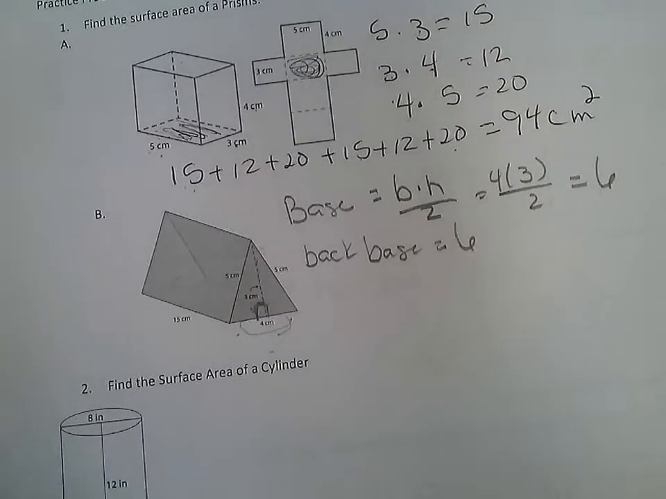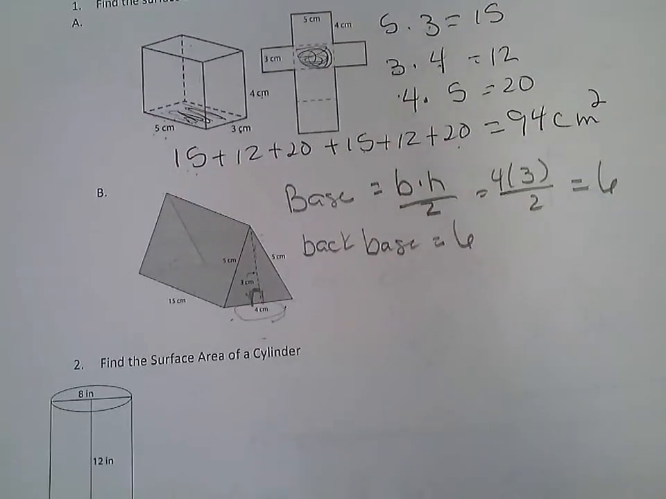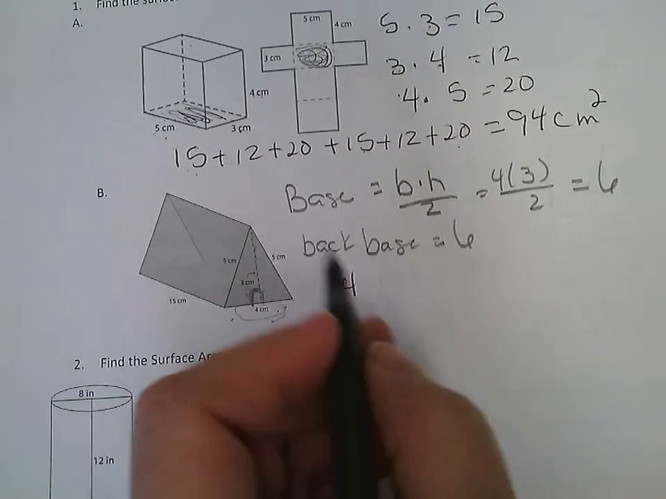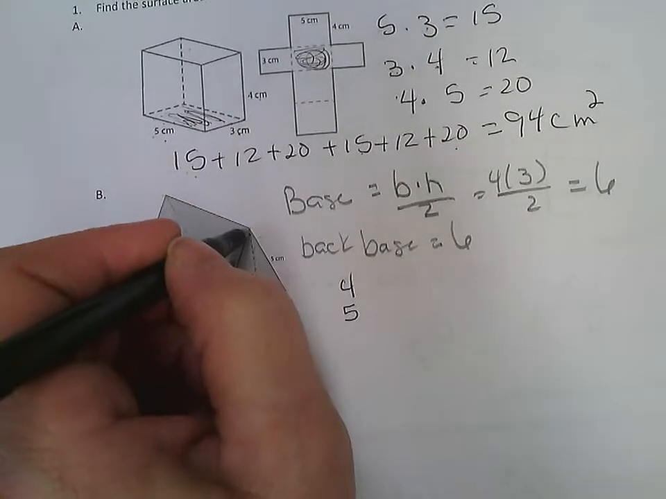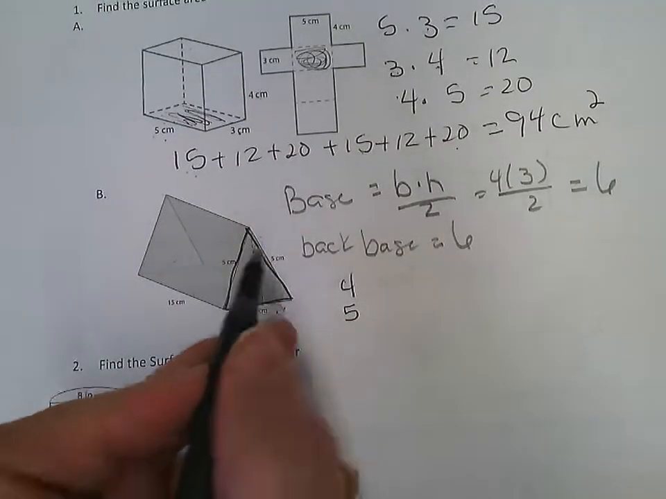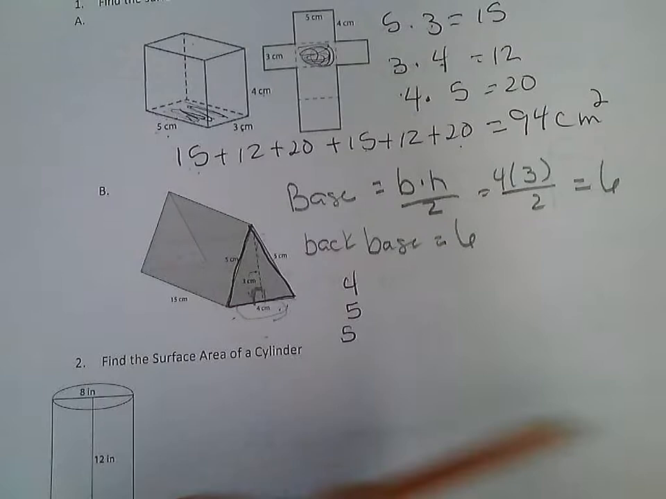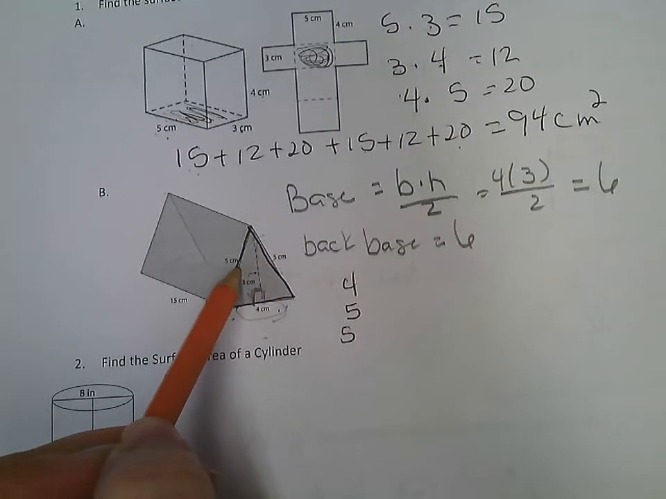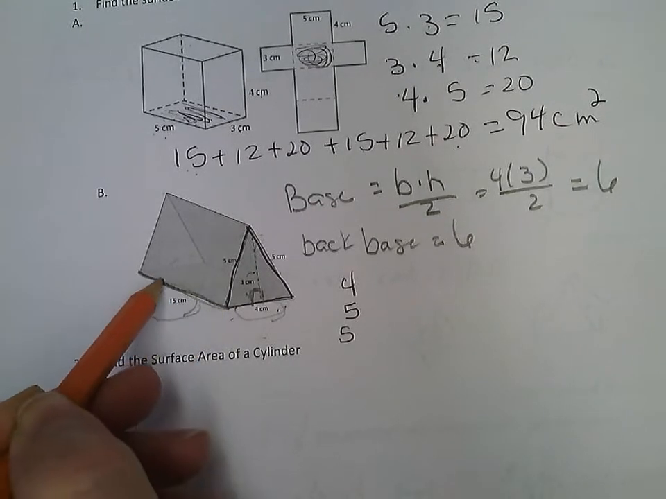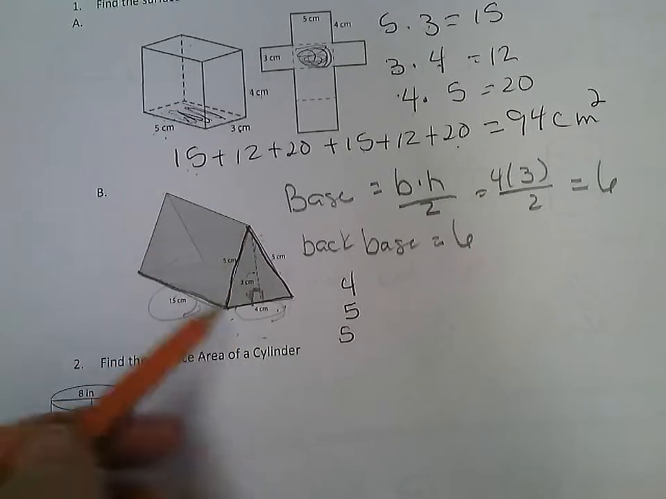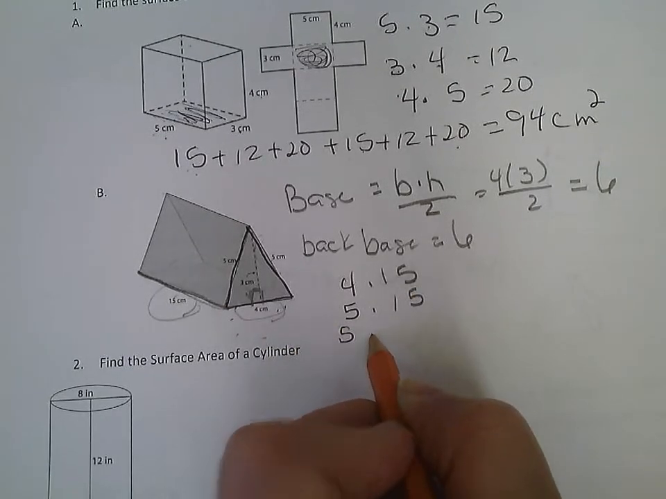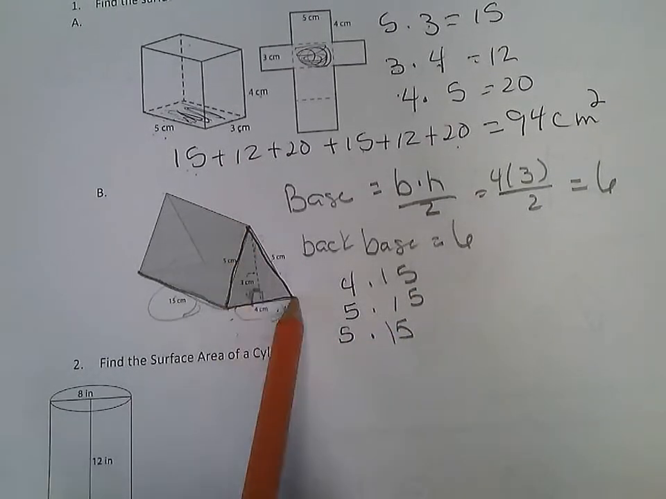So how do you do the sides? We're looking for a pattern and a helpful shortcut for this. So we have 3 sides. We have a 4 side, we have a 5 side right here, and we have another 5 side. 4, 5, 5 are the sides of our triangle. Those are all connected by our height that goes back here, the length of our rectangle. So this is 4 times 15, 5 times 15, and 5 times 15, because we have 2 5s.